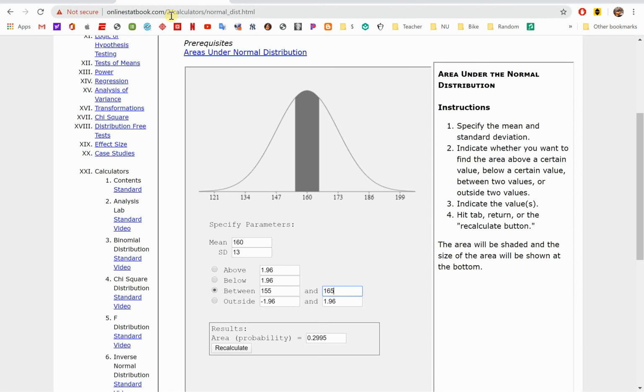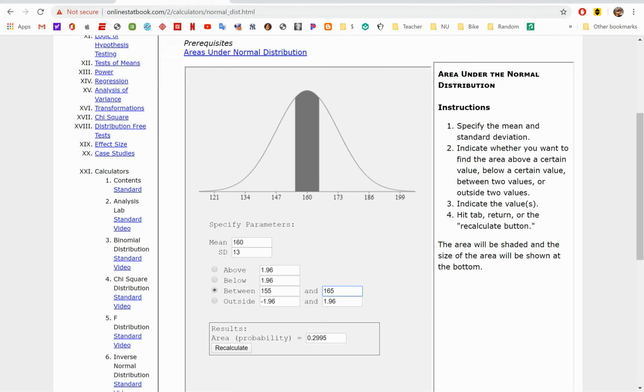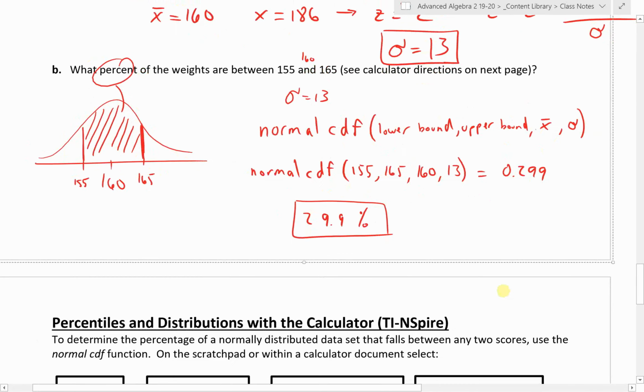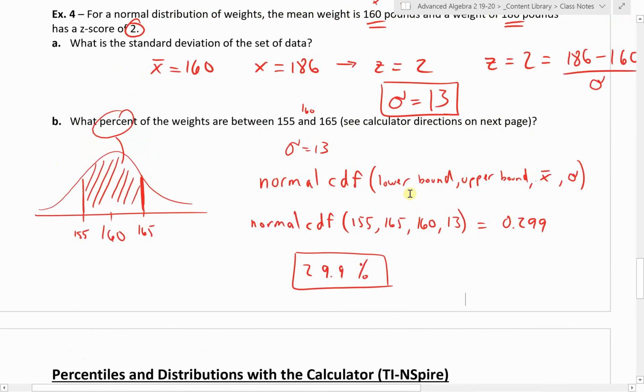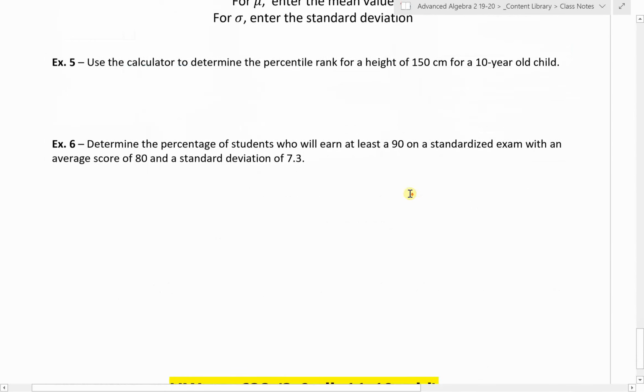So you can use the online stat book for any of the calculator needs that we need in this chapter. Just Google normal CDF calculator and it'll pull it up, or go to onlinestatbook.com. And there's how we can determine the percentage of scores that are between two values using the calculator. So let's go ahead and do a couple more examples to round out the section here.